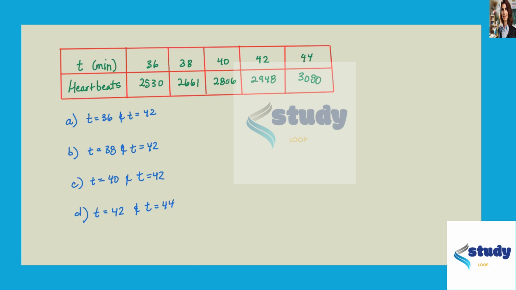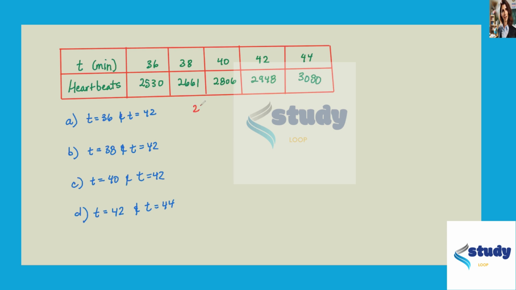All right, so here we have some data on heartbeats per minute, and you can see the heartbeats were calculated for each of these specific minutes, starting from 36 minutes to 44 minutes. And what we're going to do is estimate the heartbeats per minute by doing a secant line slope. So part A, and basically secant line slope is just doing rise over run on the points.